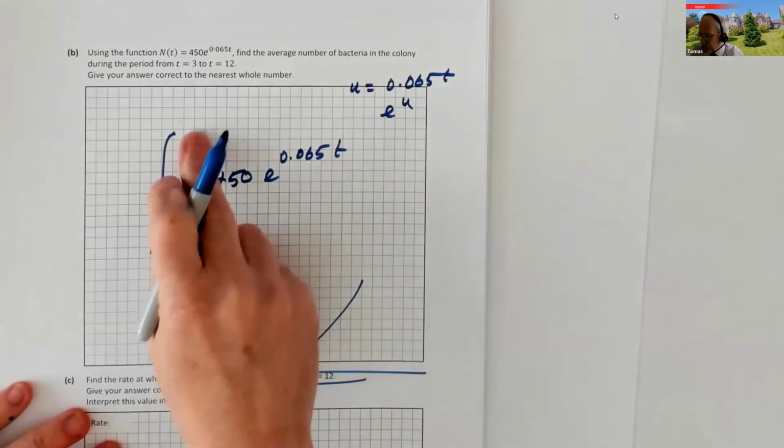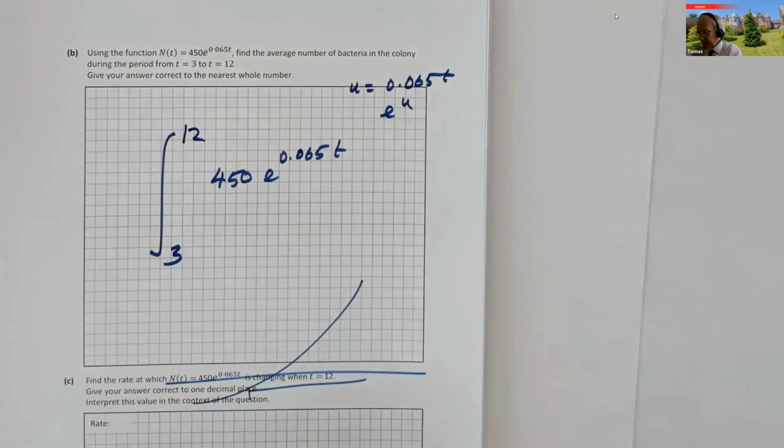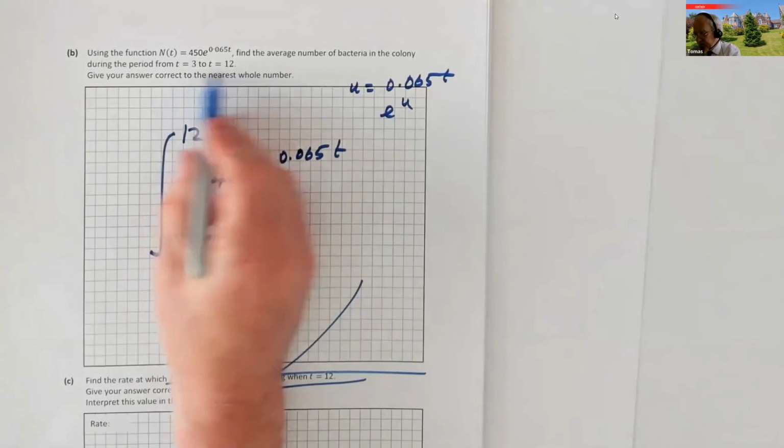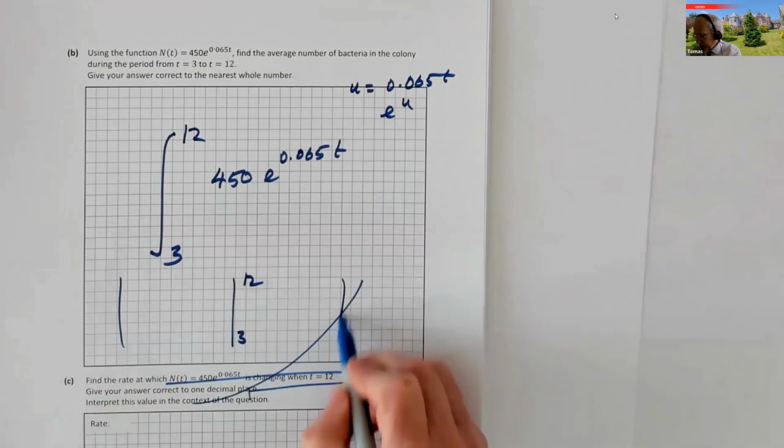But again, between the two limits, between 3 and 12. So I integrate that, and then I divide by the distance between 3 and 12 when I've solved my integrals. That's how I do it.